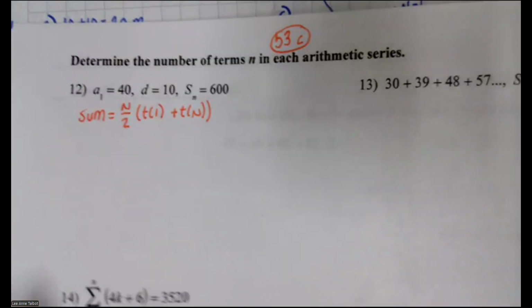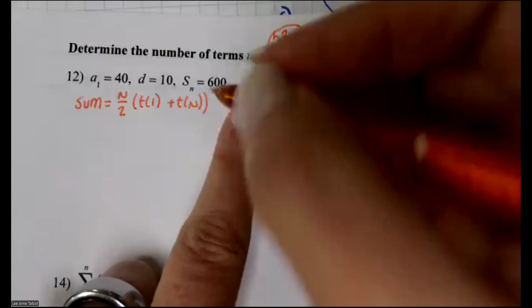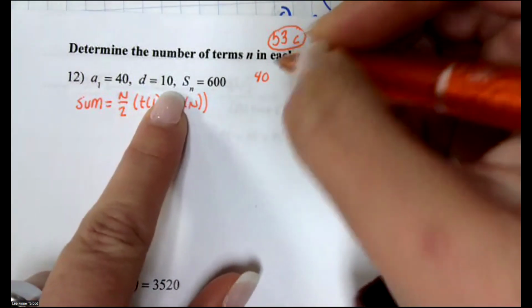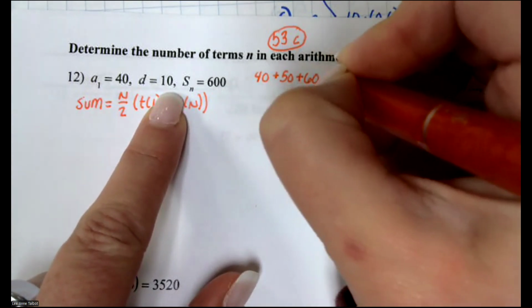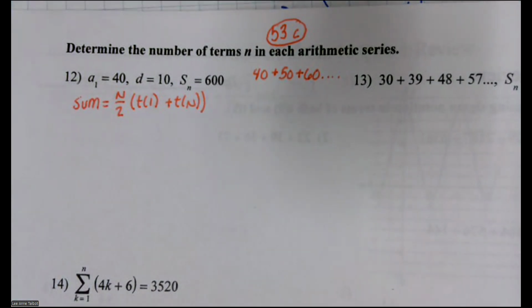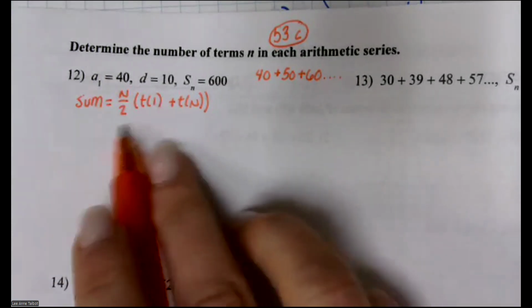Okay, now for this problem and for all of these problems, I find it helpful to list out the series. So over here, I'm just going to say, okay, my first term is 40. My second term is 50, 60, dot, dot, dot. Does that make sense so far? I find it helpful to just list that over here so that it helps me with the visual of this.